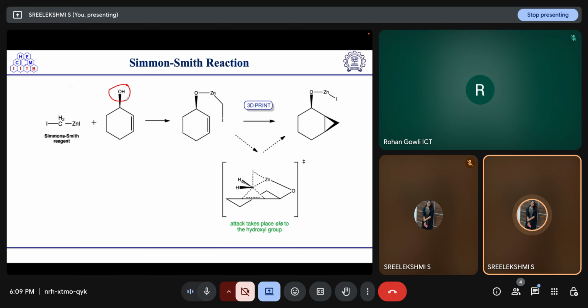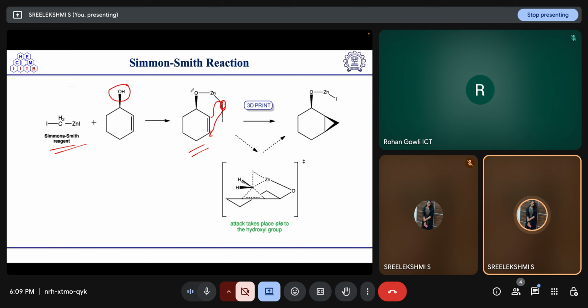If a neighboring alcohol is present, we can say this is an allylic alcohol kind of system. This particular reagent can coordinate with this alcohol as well. So the zinc can coordinate with this alcohol to form this OZnCH2I. Then this one is attacking at this center. So the OH is actually directing the attack of this particular group towards this alkene.